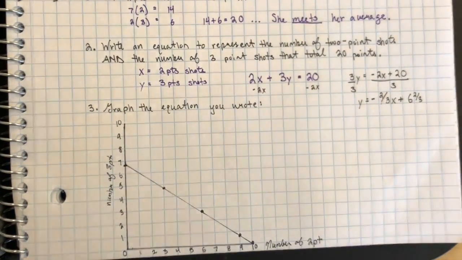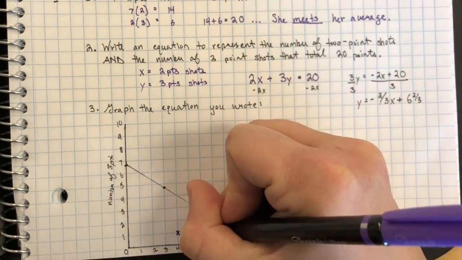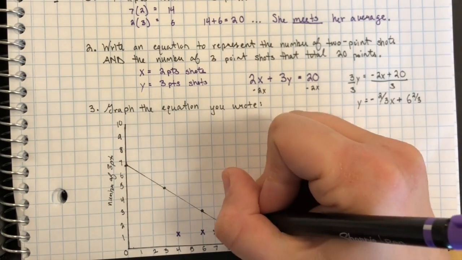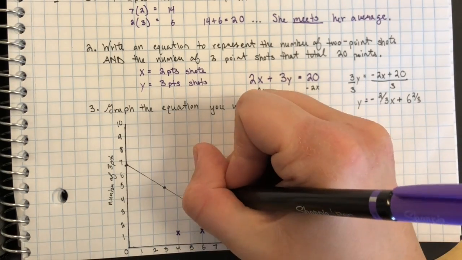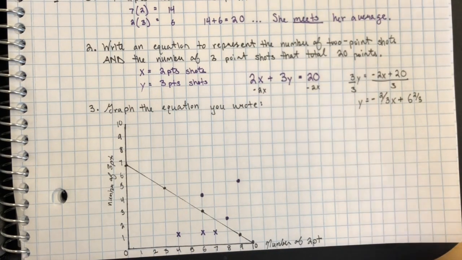So I'm going back to my graph, and I'm going to mark those coordinates from my table: 2, 1, 6, 1, 7, 1, 8, 2, 6, 4, and 9, 5. And if it was less than 20 points, I put an X. If it was greater than 20 points, I put a dot.